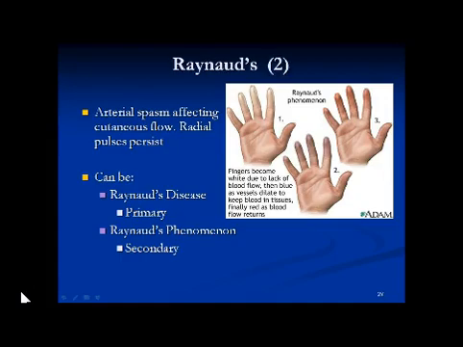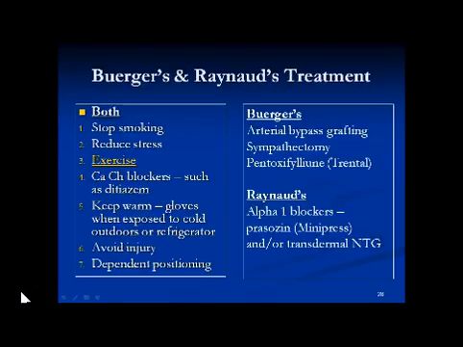So treatment for your Berger's and your Raynaud's is going to be very, very similar. So stop smoking, reduce stress. Exercise is going to promote circulation. Calcium channel blockers are going to help relax the smooth muscle, and it's going to help with the spasm. So calcium channel blockers for both. Keep their hands warm and no exposure to cold. Avoid injury, and dependent positioning is going to increase arterial flow.